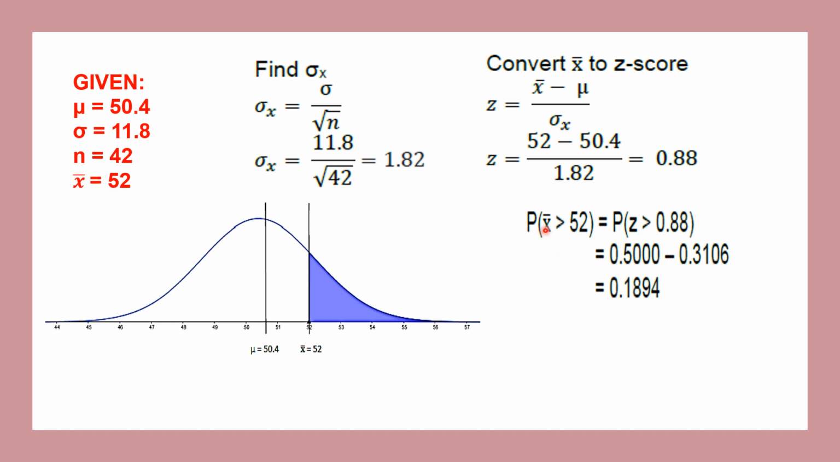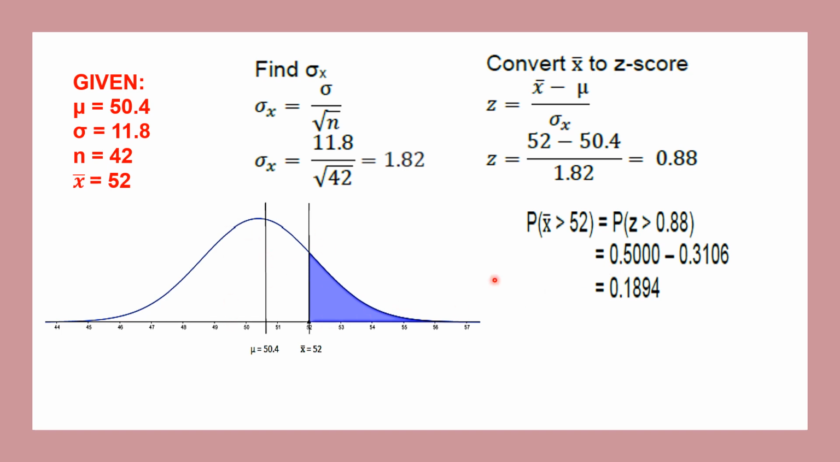So, the probability of x bar greater than 52 is also equal to the probability of z greater than 0.88. Do we add or subtract 0.5? We will subtract, because it does not pass through the mean. So, 0.5 minus 0.3106, the answer is 0.1894. Always subtract when it does not pass through the mean. Add when it passes through the mean. And 0.5 is not involved when it is in between.